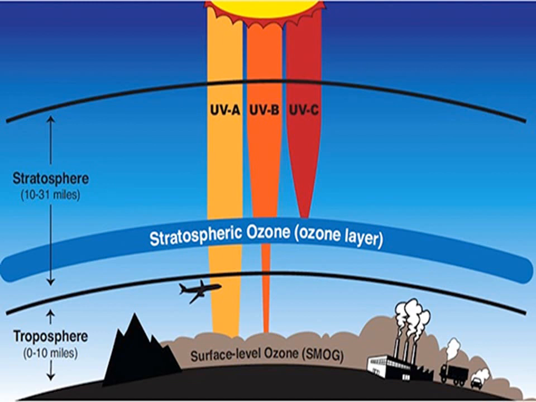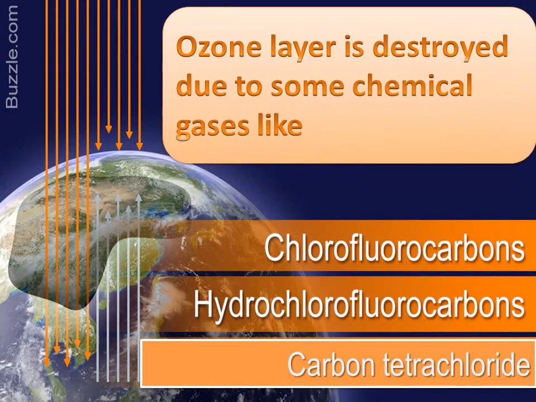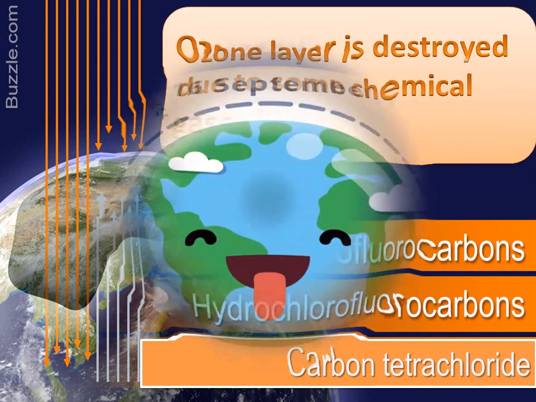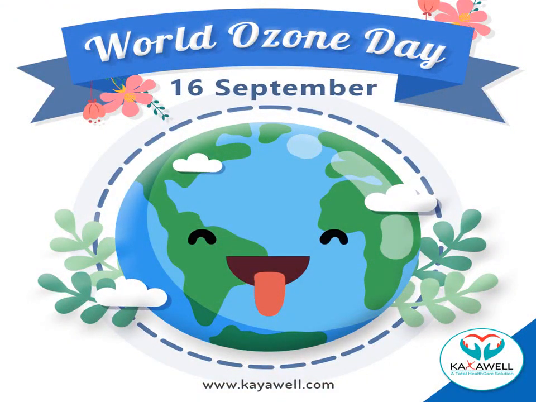The ultraviolet rays coming from the sun are very harmful for living things, and you can see in this picture how the ultraviolet rays from the sun are filtered or absorbed by the ozone layer. Chlorofluorocarbons, carbon tetrachloride. The world celebrates Ozone Day on 16th of September every year. This is for making people aware of the importance of the ozone layer.